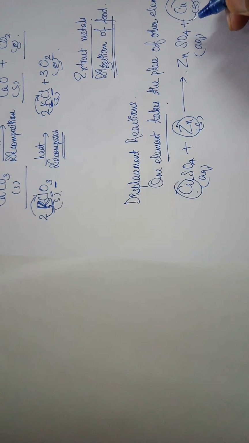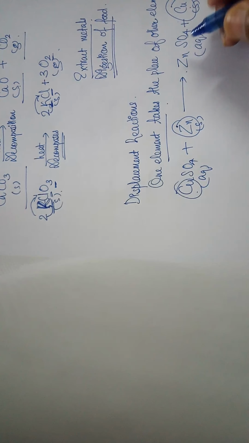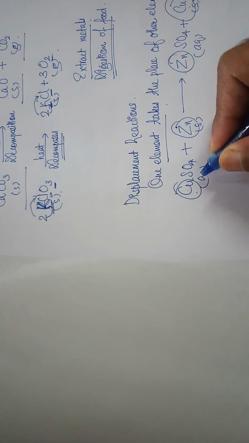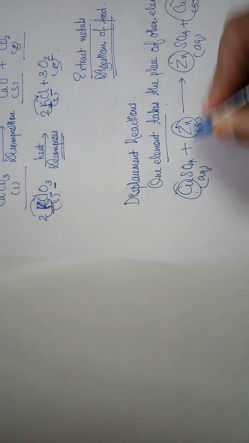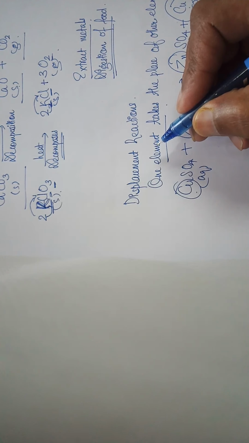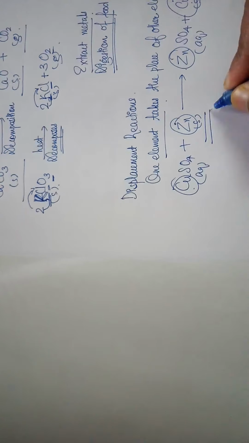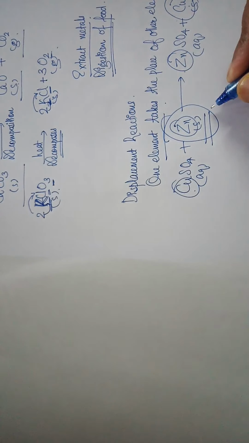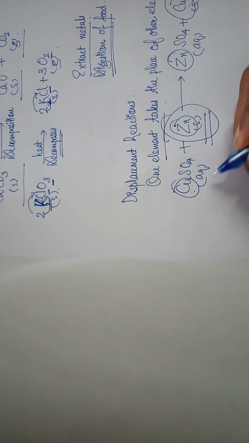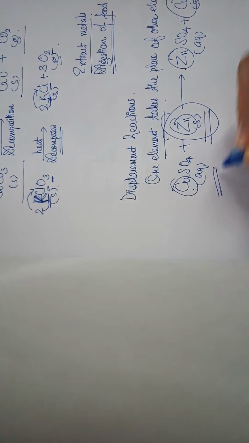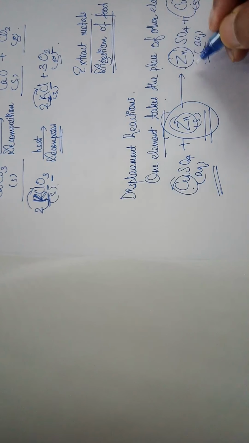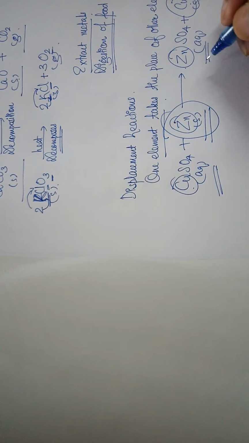The blue copper sulfate solution fades due to the formation of zinc sulfate. So zinc is taking the place of copper here, and this is known as a displacement reaction. This displacement reaction takes place because zinc is more reactive than copper. That is why it is taking the place of copper from copper sulfate, and its color is light blue, and it will fade down when zinc takes the place of copper in copper sulfate.